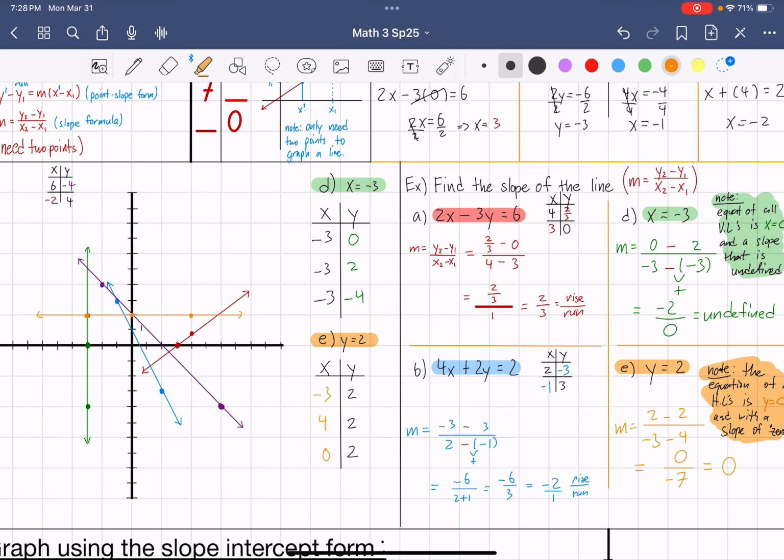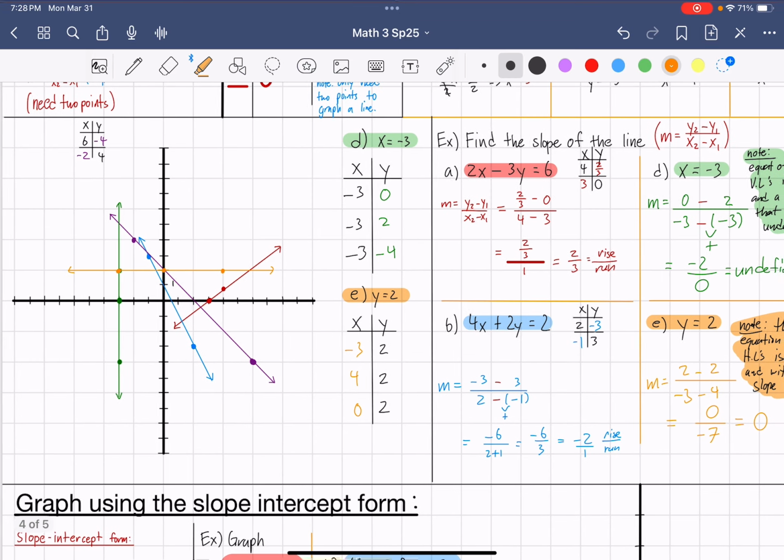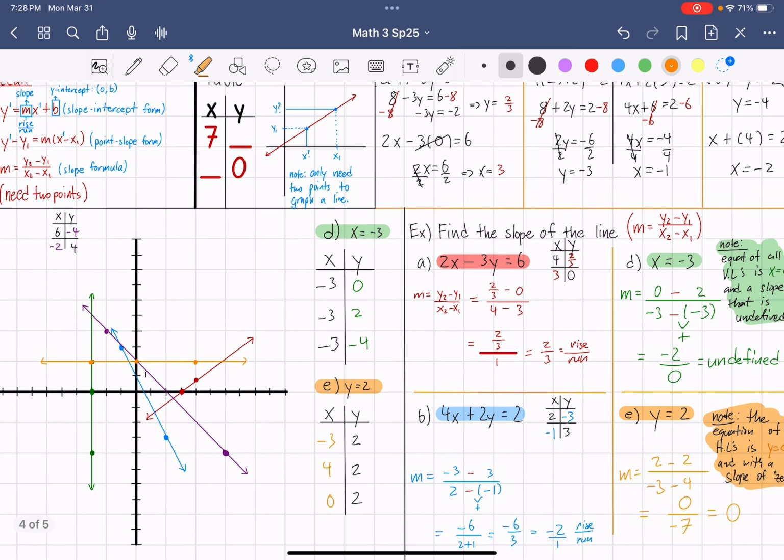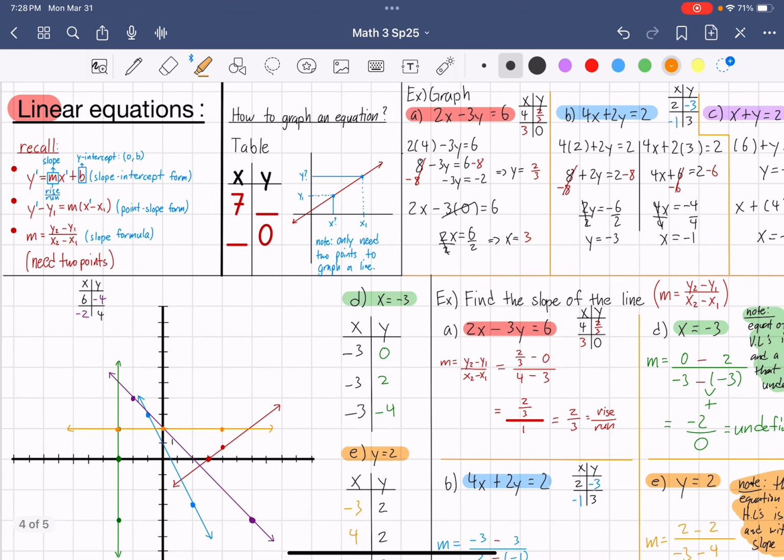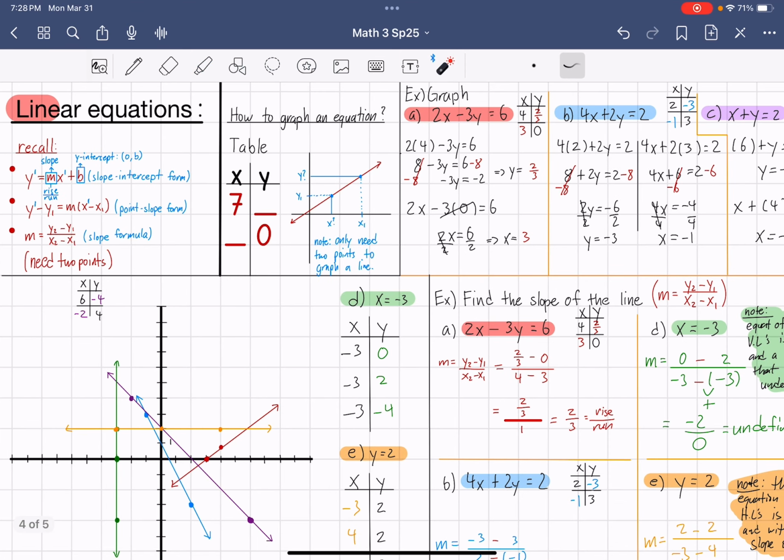To not make this video too long, I will then discuss another method of graphing linear equations. But for now, this is a method that uses a table.